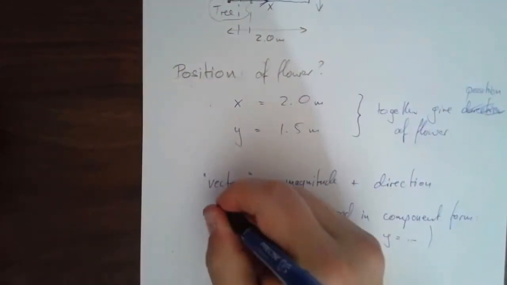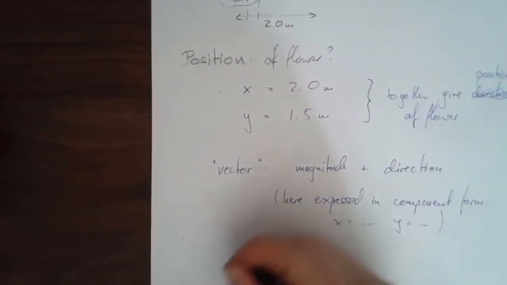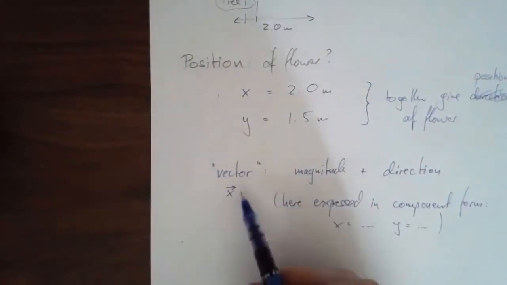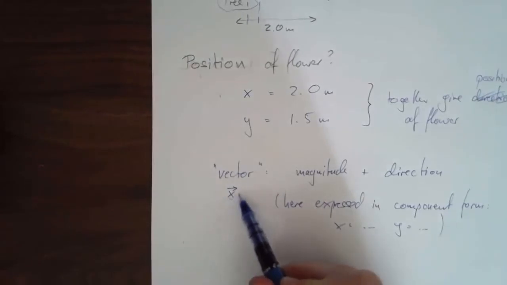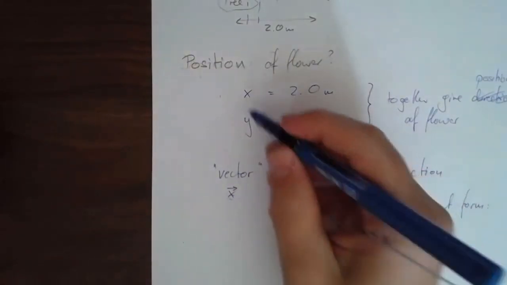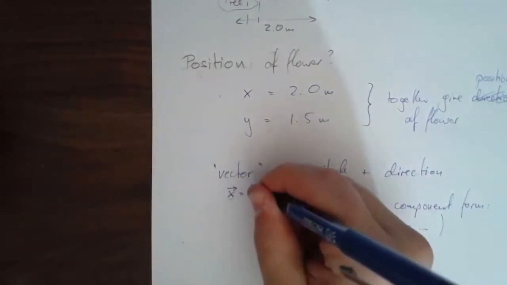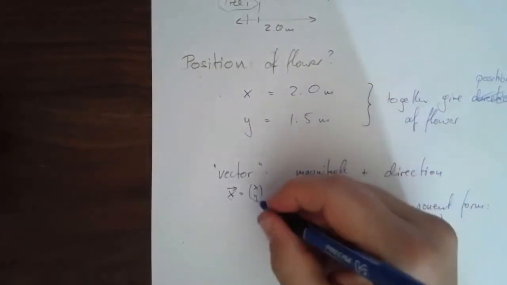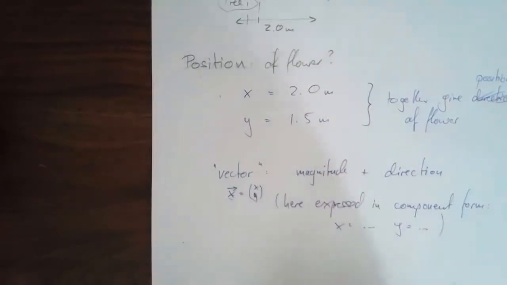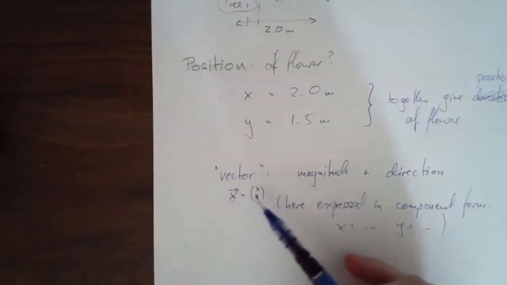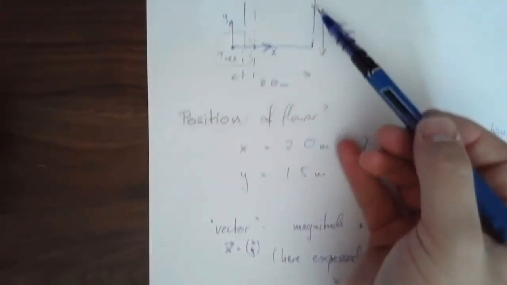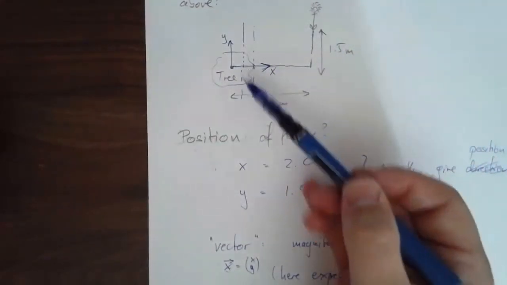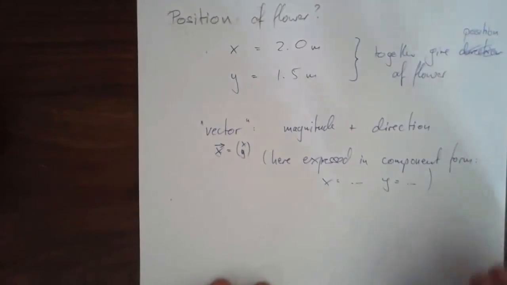But I might write this vector as x with a bar on top, with a little arrow on top, and that means this quantity is a vector. So this would be essentially x and y together, which I can write one above the other with big parentheses around them. It's just a way of noting down the single position where the flower is, but to express it I need two quantities. I need x and I need y.